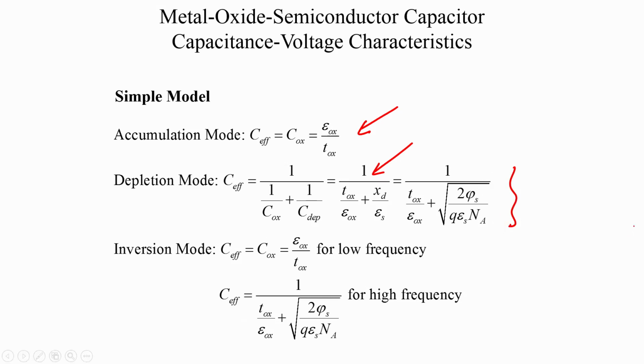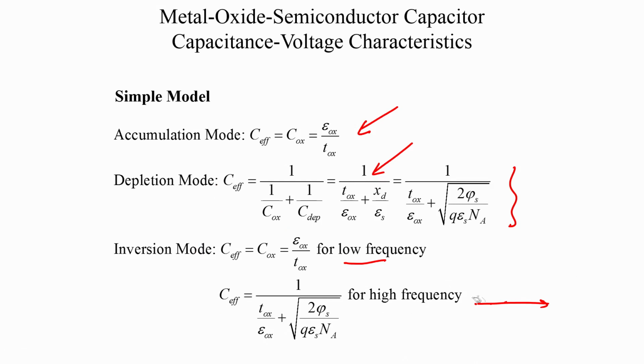For inversion mode, you should know whether you are in low frequency or high frequency. At low frequency it is going to be Cox, and at high frequency it is going to take the same value as the depletion mode capacitance. The only thing is you need to use the same capacitance for all the Vg values. So, this is a simple model.